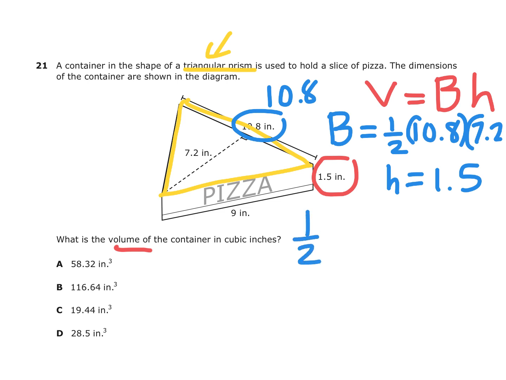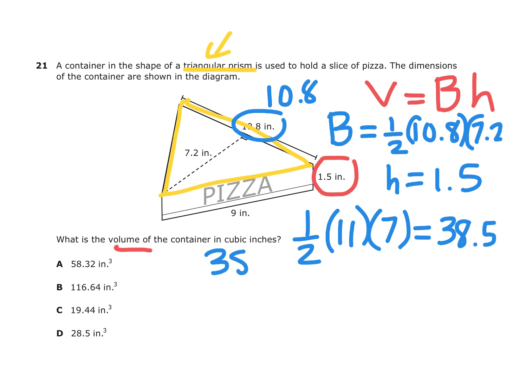1/2, instead of 10.8, we could use 11. And for 7.2, we could use 7. So we're going to have 77 divided by 2. That's 38.5. That's the area of the base. And then we need to multiply that by 1.5.